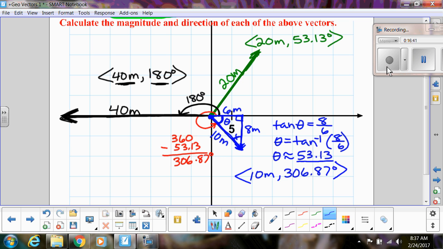Now that's the angle that's inside of the triangle, but that's not the angle for the vector. Remember, I have it in here in red. That vector angle goes from 0 degrees all the way to that vector. So how do we find that? Well, we're going to take 360 degrees and subtract this angle inside of the triangle. So that's going to give us 306.87. So our final vector value is 10 meters and 306.87 degrees.